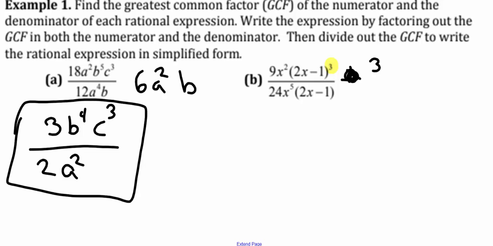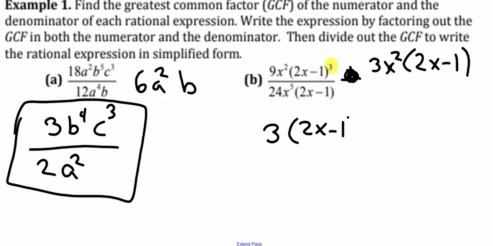So they have a 3, and then they have 2 x's in common, so x squared, and then one of the 2x minus 1s. So that's what we have to factor out of the numerator and denominator, or think of it as dividing out, however you want to think about it. So let's go ahead and do that. So we divide 9 by 3, and we get 3. X squared by x squared is 1.